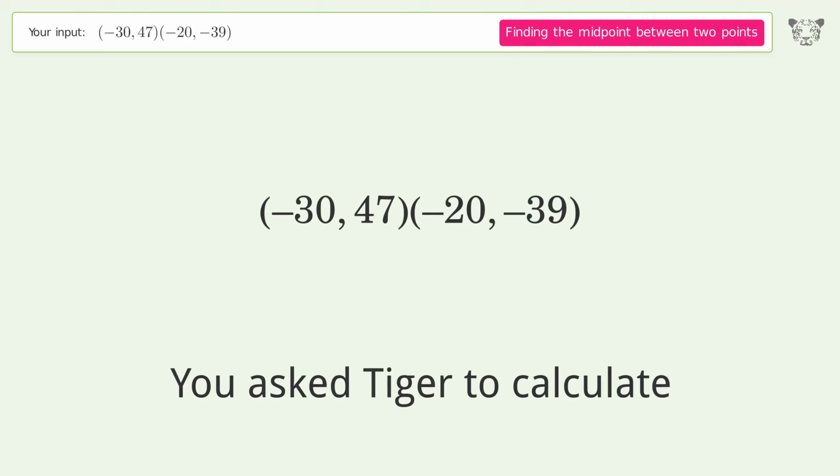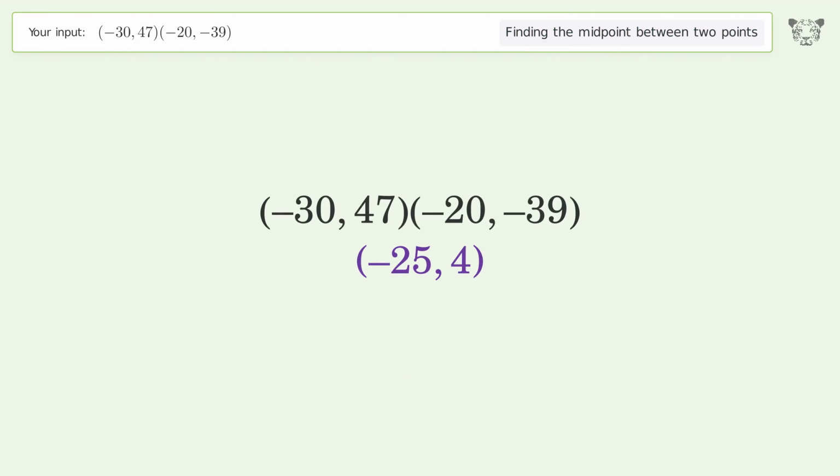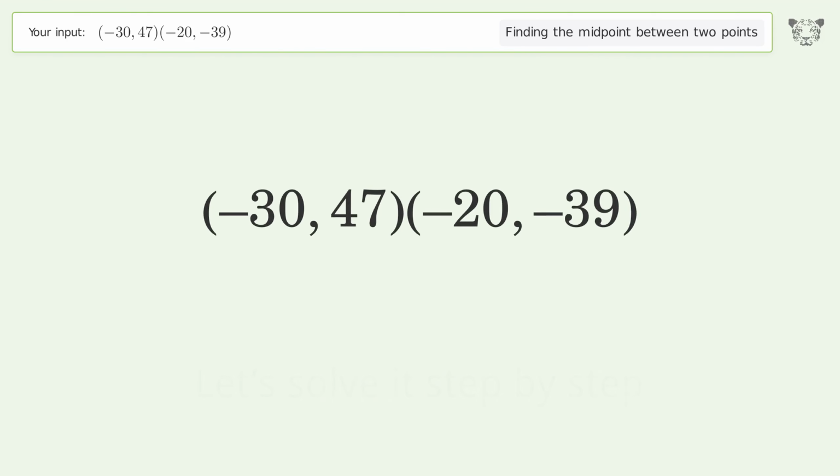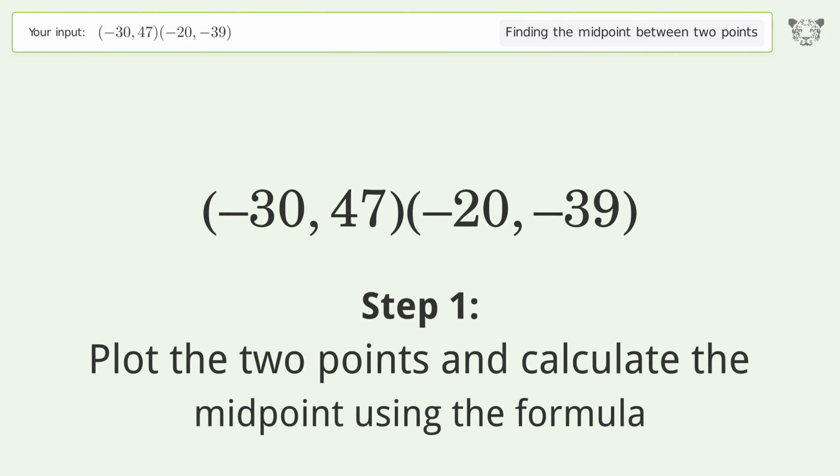You ask Tiger to calculate. This deals with finding the midpoint between 2 points. The midpoint between the 2 points is -25,4. Let's solve it step by step. Plot the 2 points and calculate the midpoint using the formula.